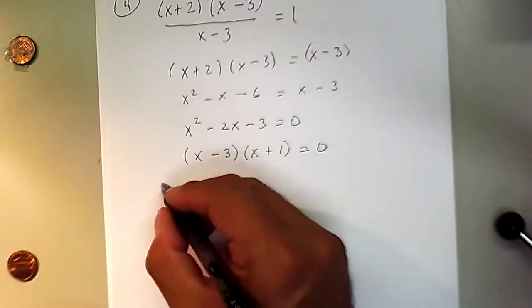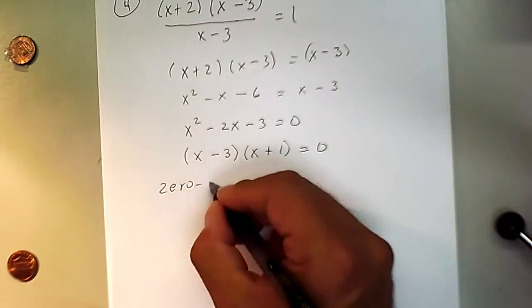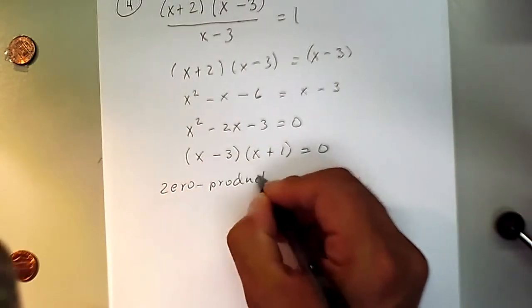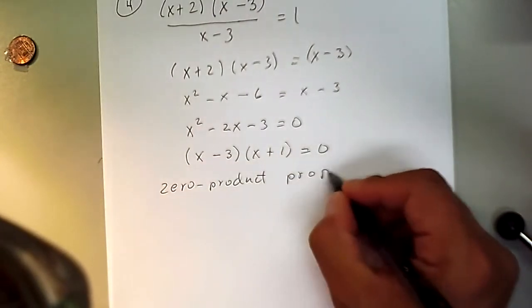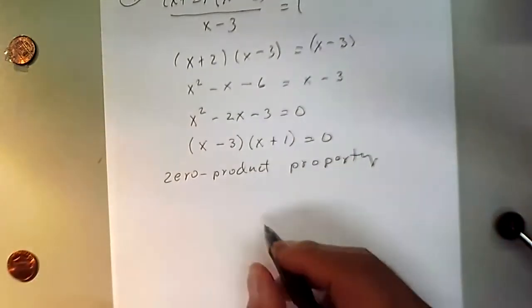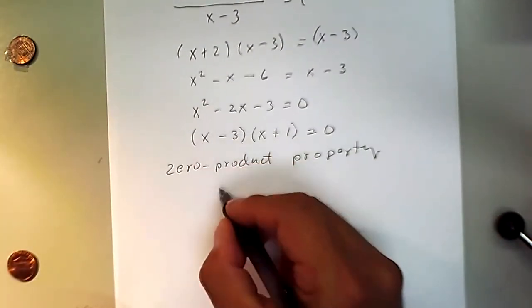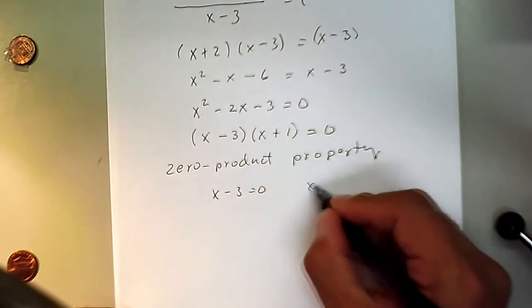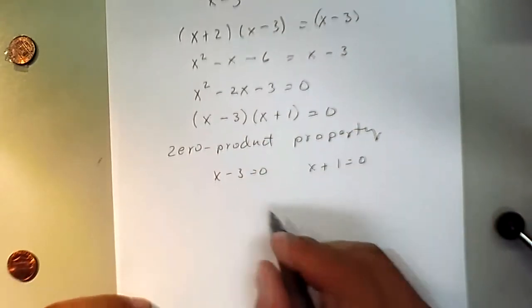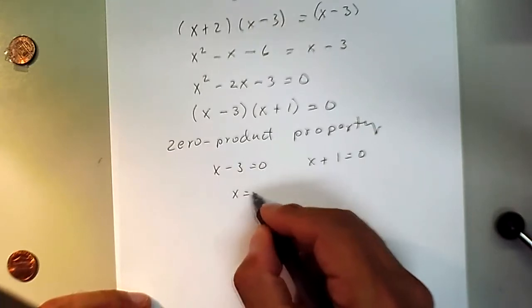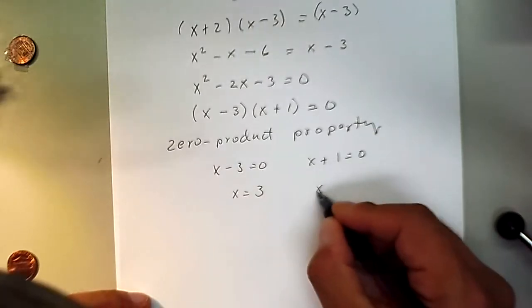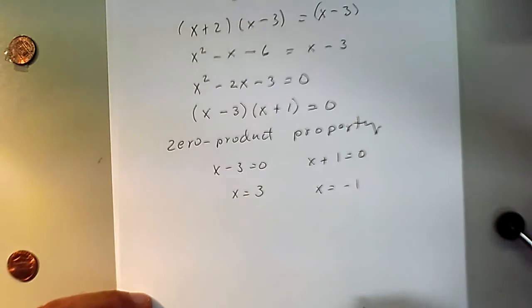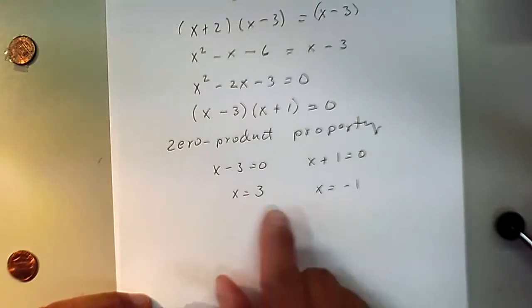So we're going to use the zero product property. So that means that either this factor is equal to 0 or that factor is equal to 0. If we solve this equation, x equals 3. And if we solve this equation, x equals negative 1. So again, it appears we have two solutions.